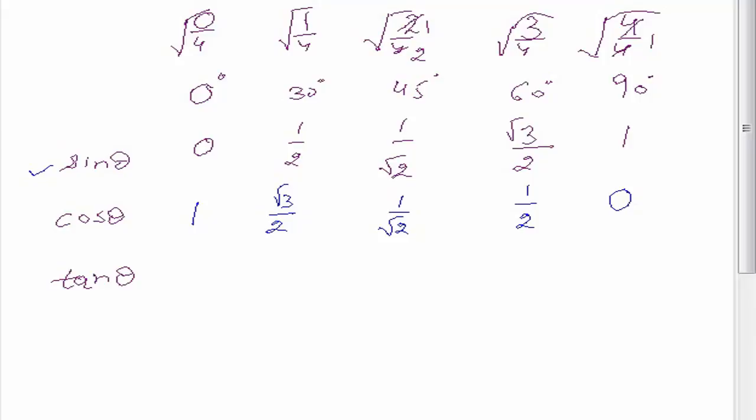So we've got all the values for sine and cos now, and we know that tan theta is just the division of sine theta and cos theta. So whenever we want to find the value of tan theta, we can use this ratio to find all the values of tan theta as well.